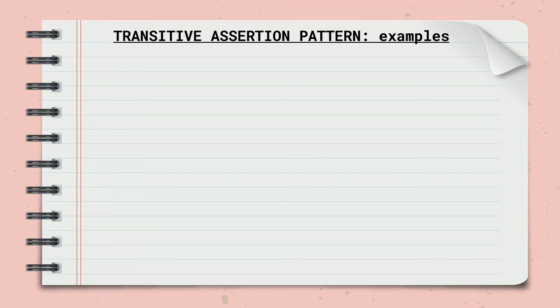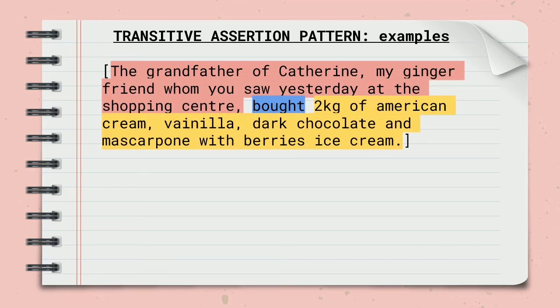Firstly, for the transitive assertion pattern. The grandfather of Catherine, my ginger friend whom you saw yesterday at the shopping center, bought 2 kilograms of American cream, vanilla, dark chocolate and mascarpone with berries ice cream. In pink, we are showing which the subject is. Then, in blue, the transitive verb, bought, whose infinitive is buy. We already know it is a transitive because it requires an object. He bought something. And what did he buy? The part in yellow, which is the direct object.